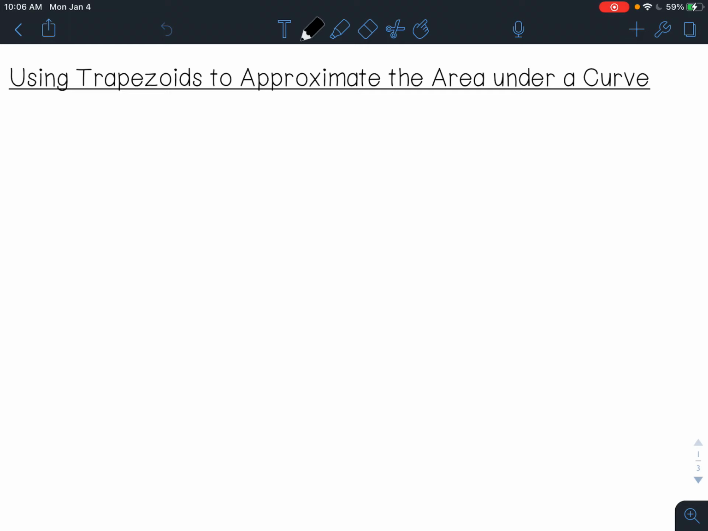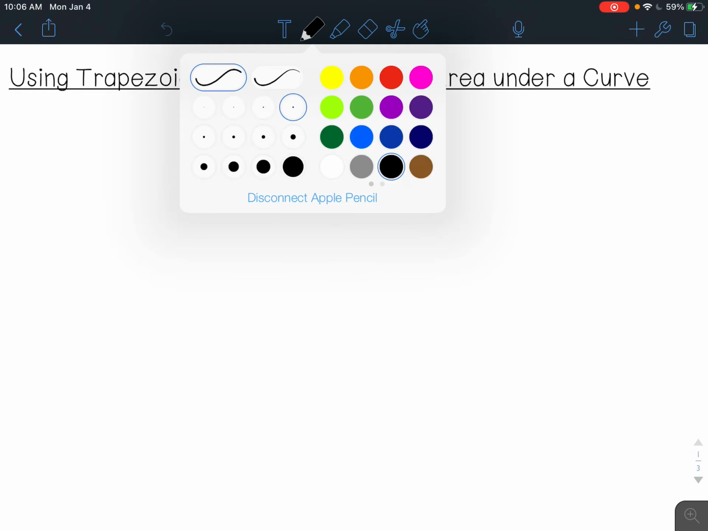But the downside to using rectangles is that they don't often fit very well under the curve in those little subintervals that you make, right? Because functions don't often have very horizontal sections on them, which means that the tops of your rectangles aren't going to fit perfectly or even very closely under the curve or even slightly above the curve. So another shape that we frequently use is going to be a trapezoid. So let's remember what a trapezoid looks like and how to find the area of it.